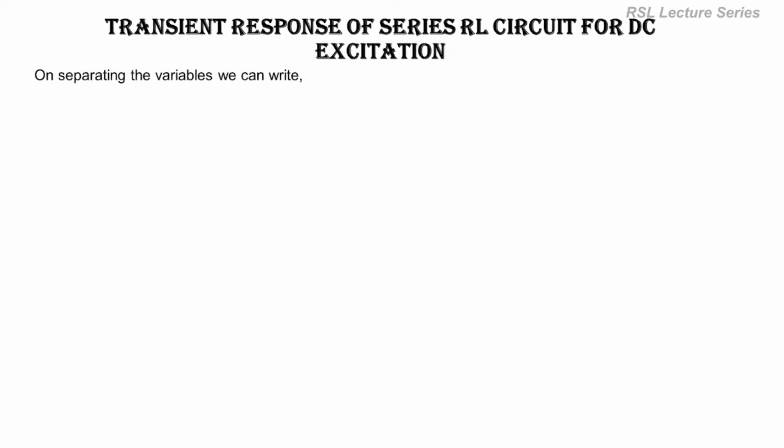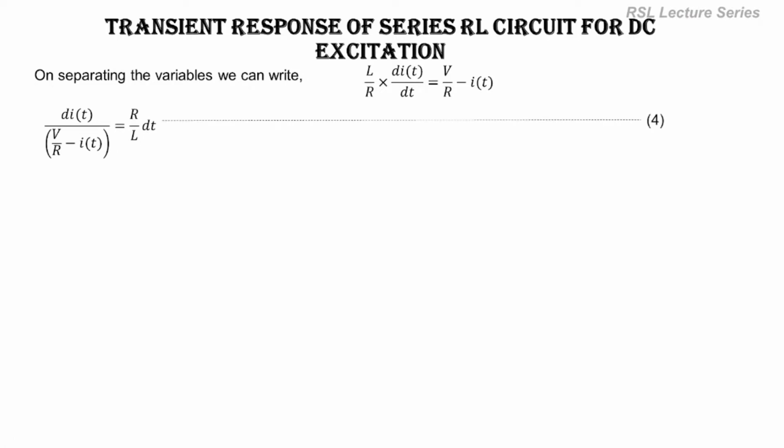Now we are going to separate the variables in order to find i(t). This is the previous equation. We cross multiply and rearrange it as di(t) divided by V by R minus i(t). This term is brought down, so we have di(t) divided by V by R minus i(t), and the other term can be taken to the right hand side: R by L into dt. Let this be equation number 4.